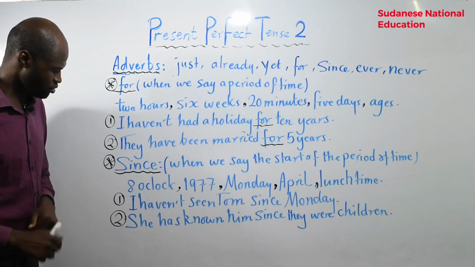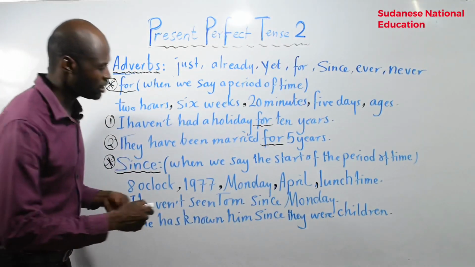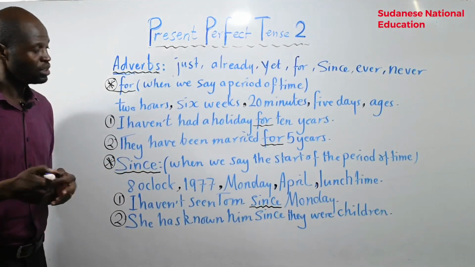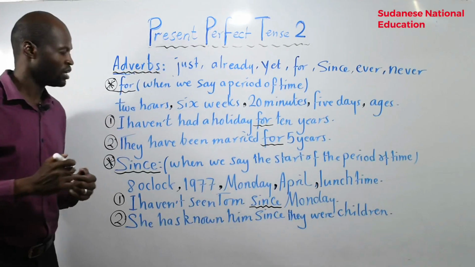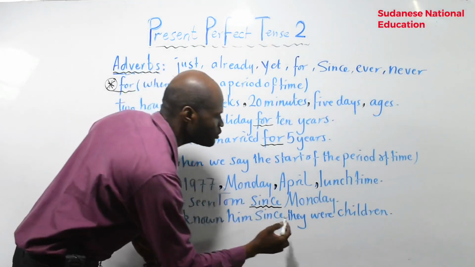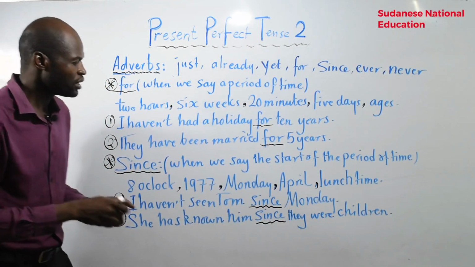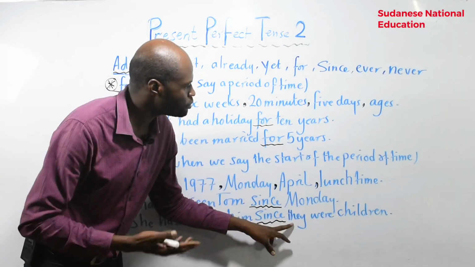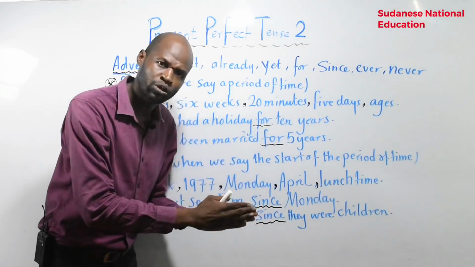Let's have the examples. I haven't seen Tom since Monday. So here, since Monday means up to now. Today is Friday, so when I say since Monday, it means from Monday to Friday. Also here, she has known him since they were children. Since they were children gives the start of what? Of the period of time from the past to now. Since they were children up to now.